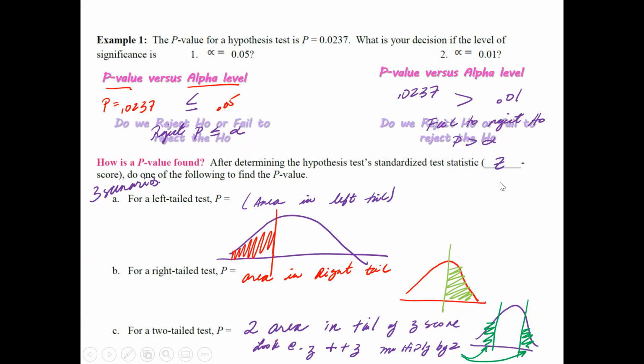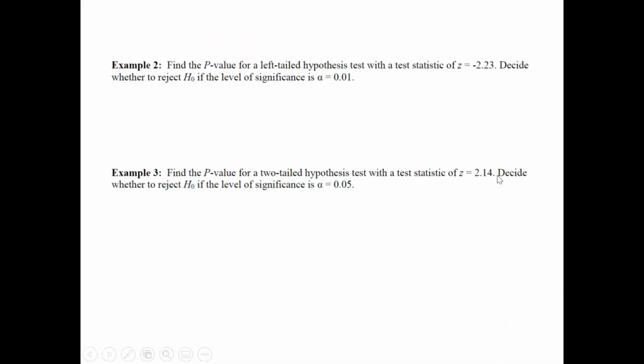So let's take a look at an example to see how this works. Example 2. Find the p-value for the left tail hypothesis test with a test statistic of z equals negative 2.23. Decide whether to reject the null hypothesis if the alpha is 0.01. You're going to have your p versus your alpha. Now you're going to use the z table to determine what your p-value is for z equal to negative 2.23, because you know your alpha is 0.01. So let's go ahead and do that.